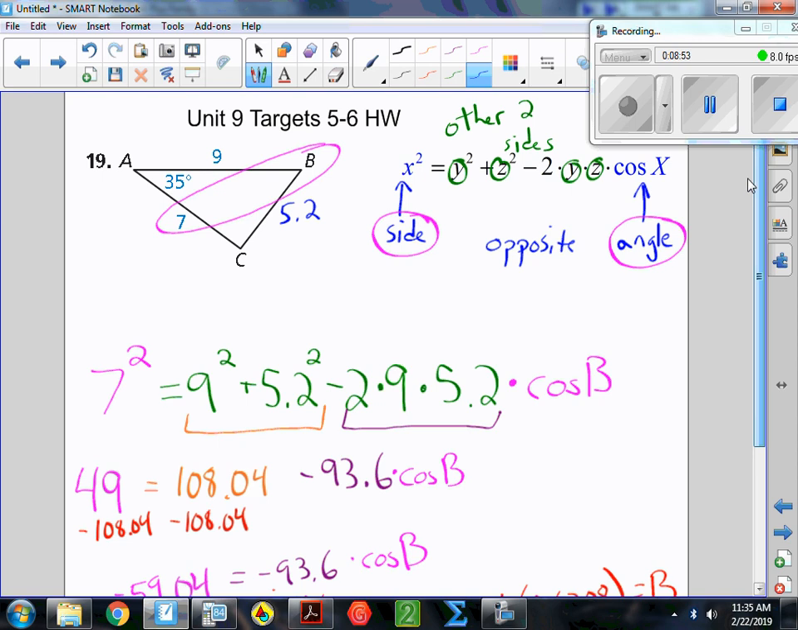If I put that in the triangle at 50.6, I can then use the triangle sum theorem to get the rest. So 180 minus the sum of the two angles I have is 94.4. And I'm finished.